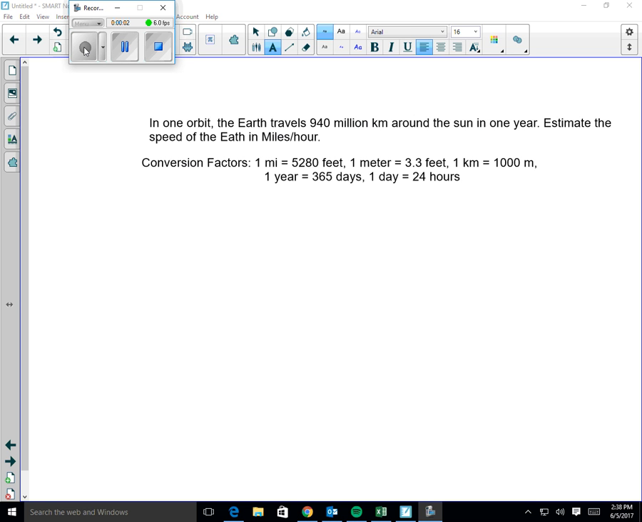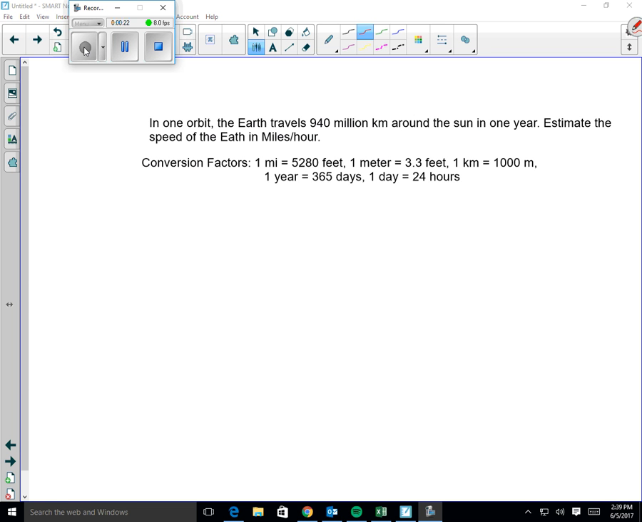All right, here's an example of a more difficult conversion. We know that it takes 1 year for the Earth to travel all the way around the Sun, and I looked up, it's 940 million kilometers around the Sun for its orbit. And I want to know the speed in miles per hour. And here's the conversion factor I'm going to use.